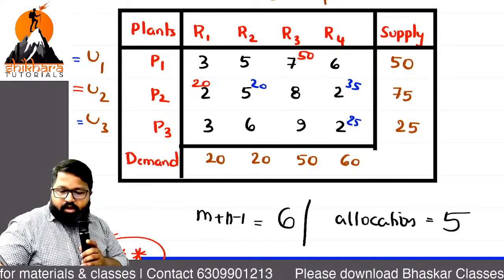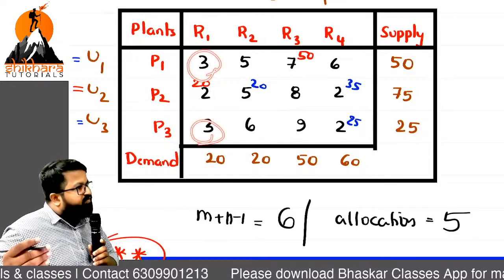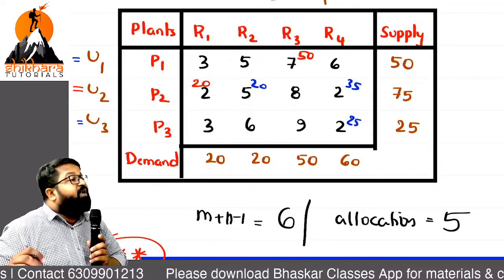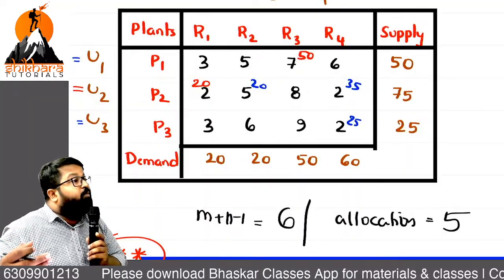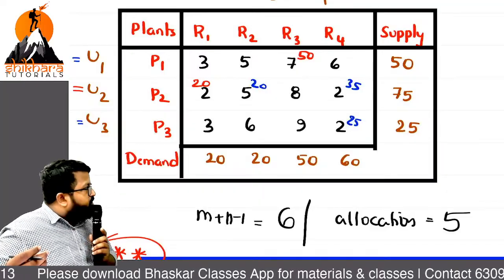Sir, what is the least number? 3, 3. Fine, sir. Then what is meant by independent? From where we cannot form a loop. Can you identify which 3 we cannot form a loop from? Why?